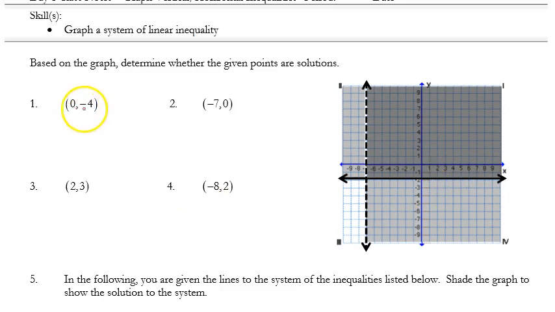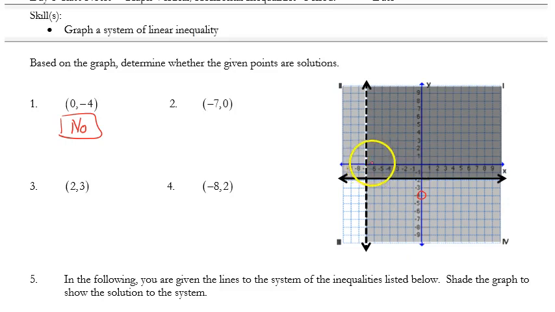If I'm looking at the point (0, -4), that means from the origin, I don't go left or right, I go down 4. Here's (0, -4). That is not in the dark shaded area. It's in the light shaded area. That means it's a solution to one inequality, but not the other. This is not a solution to this graph.